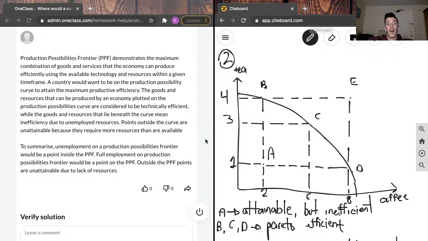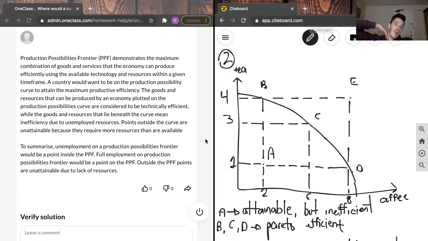Points outside the curve are unattainable because they require more resources than are available. So that refers to point E. We would prefer to be at point E, but we don't have the resources to produce at that level. To summarize, unemployment on a production possibility frontier would be a point inside the PPF. Full employment on the production possibility frontier would be a point on the PPF. Outside the PPF, points are unattainable due to the lack of resources.